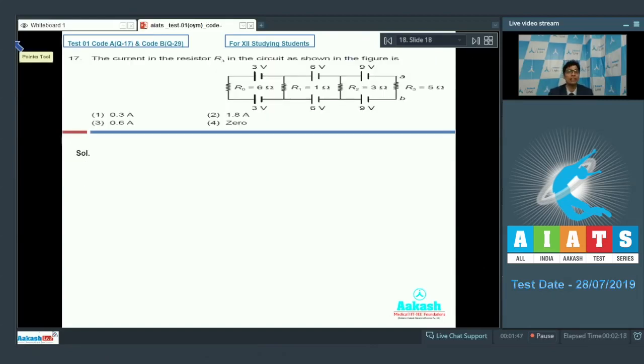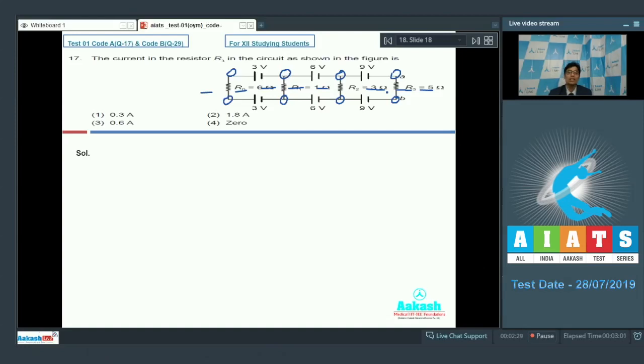Dear students, question number 17 involves a circuit diagram and says that the current in the resistor R3 in this circuit as shown in the figure is. Now dear students, if we see this particular circuit, we see that it is symmetrical about this particular line. And due to symmetry, the potential of this point and this point would be the same, and on the similar principle, the potential of this and this point would be same, and the potential of this point and this point would be same.